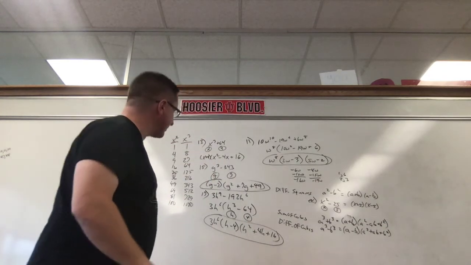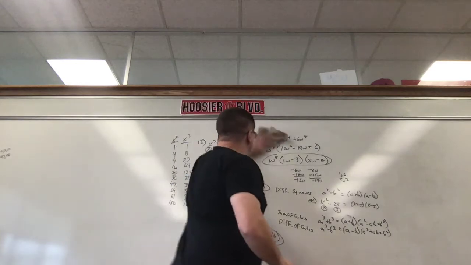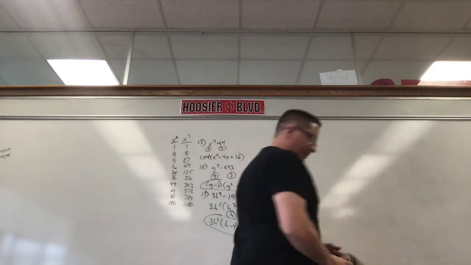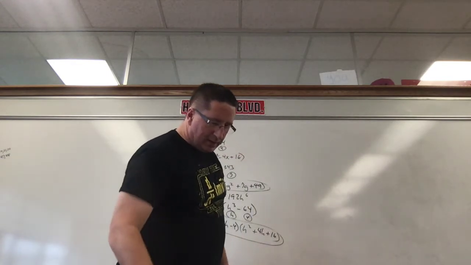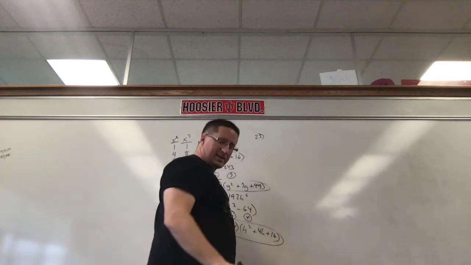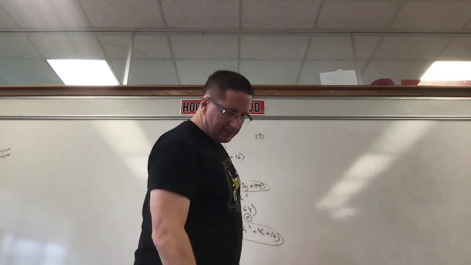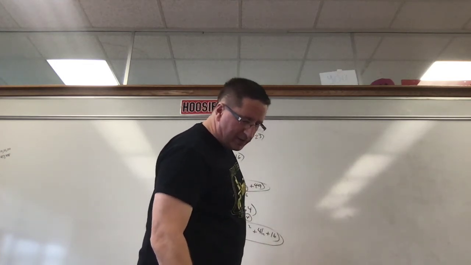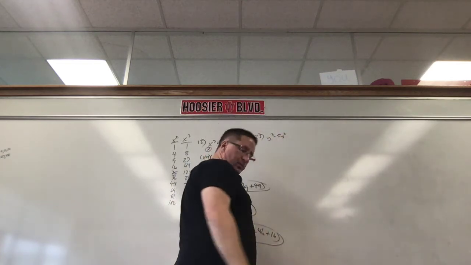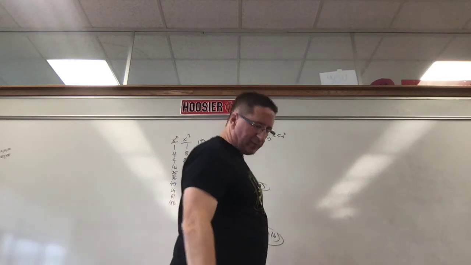Okay, the next one, we're skipping 19 and 21. We're on to question number 23. This looks a little different. I always thought this was kind of a confusing one, though the students tend to think this one isn't that bad. We have y cubed minus 5y squared plus 6y minus 30.